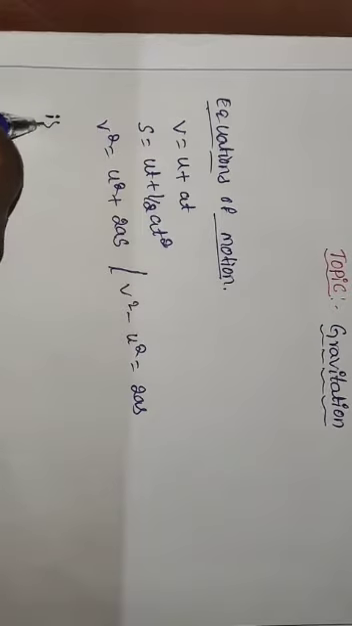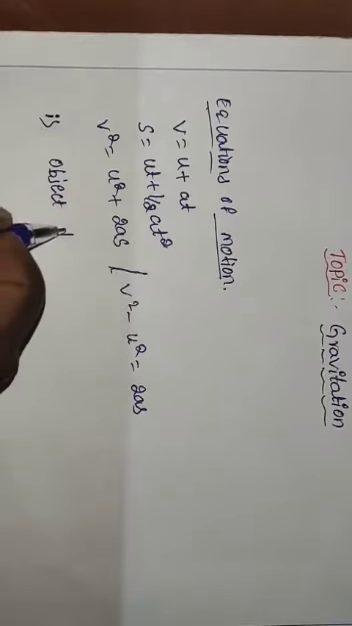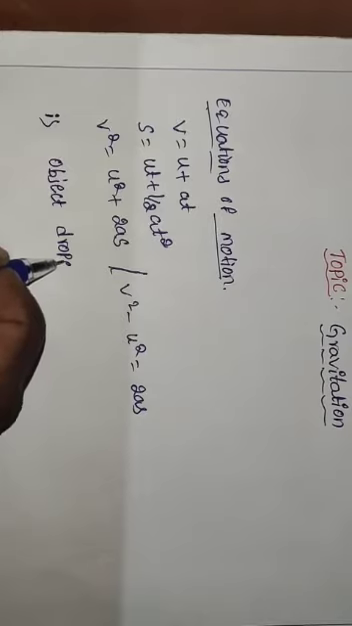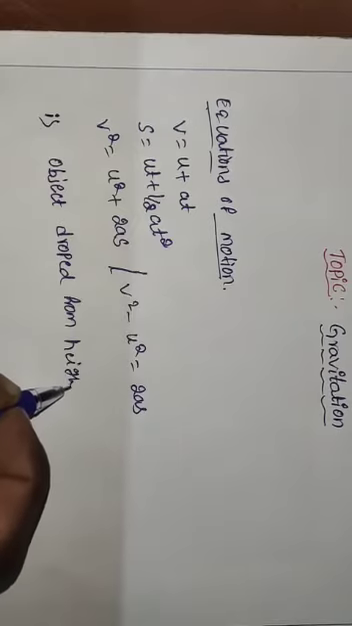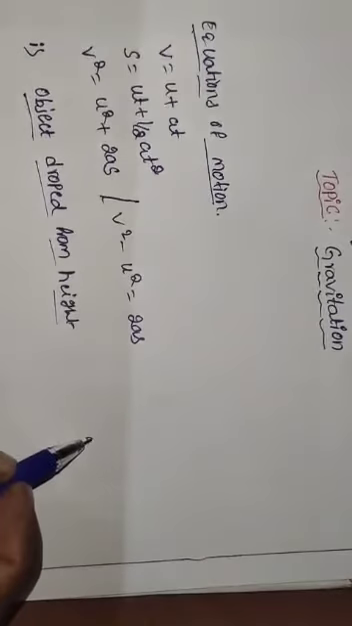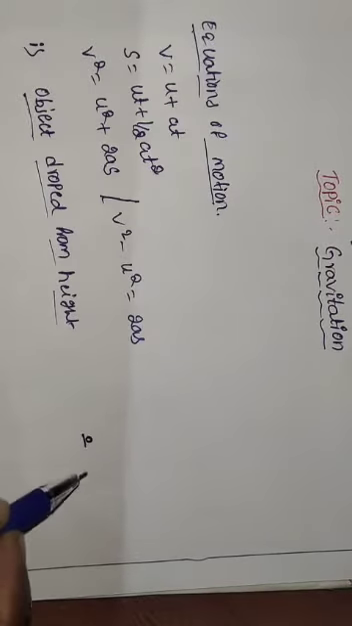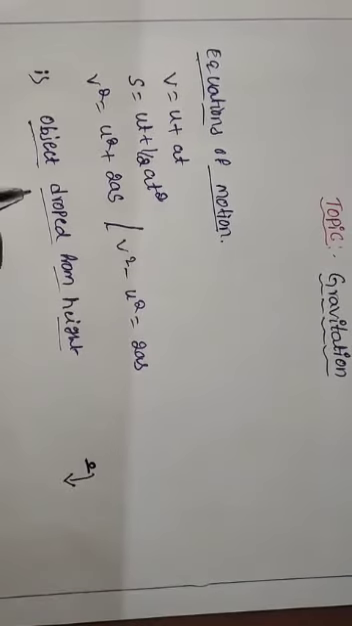The first one is the object dropped from height. Here is an object at a certain height. It is dropped towards the ground. Initially it is at rest, which means the initial velocity u becomes 0, and instead of a we can write g, because g is the acceleration due to gravity.